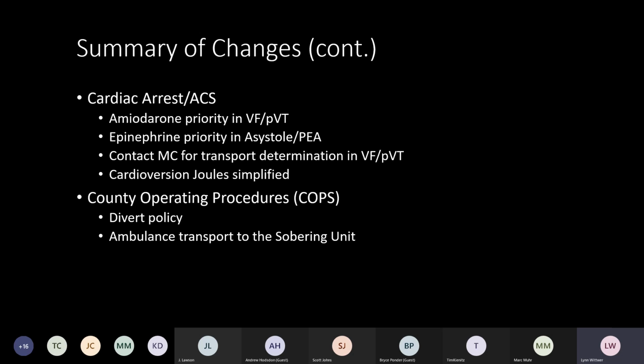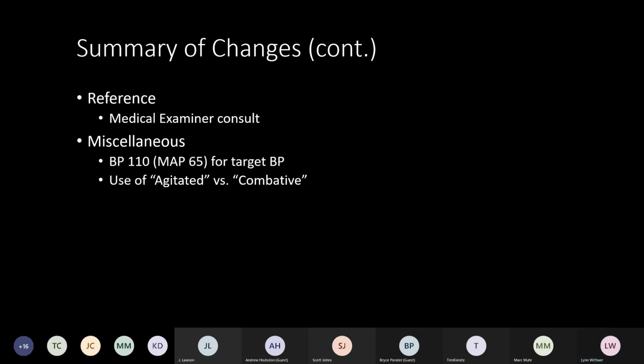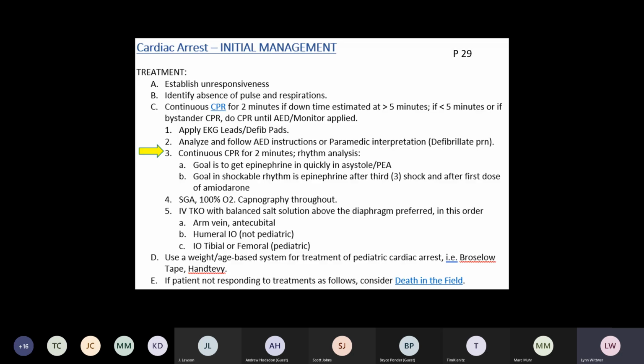and then a brief discussion of county operating procedures, the divert policy, ambulance transport to the sobering unit, medical examiner consult reference material, and then a few miscellaneous things, such as the map of 65 and blood pressure 110 for target blood pressure, and the use of the term agitated versus combative when we're talking about behavioral health patients.